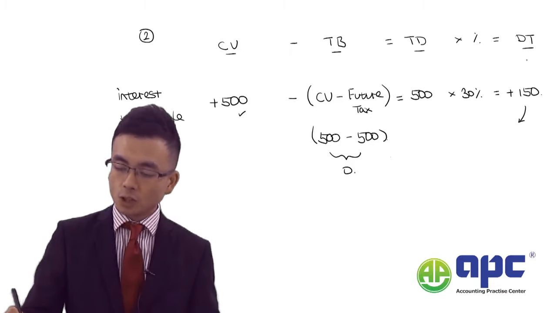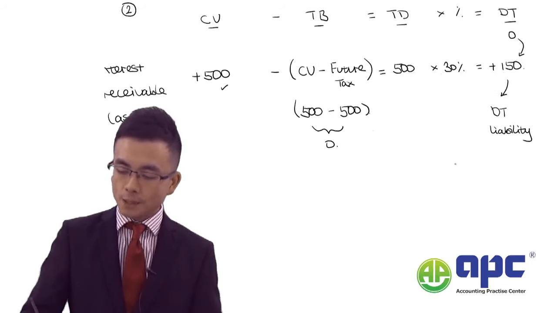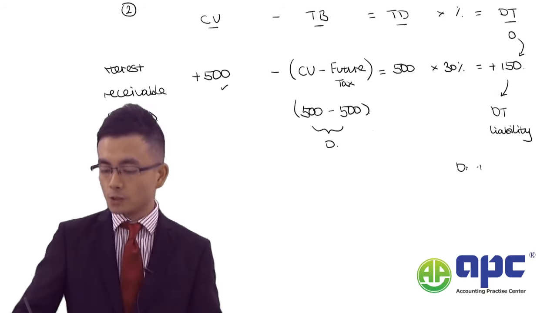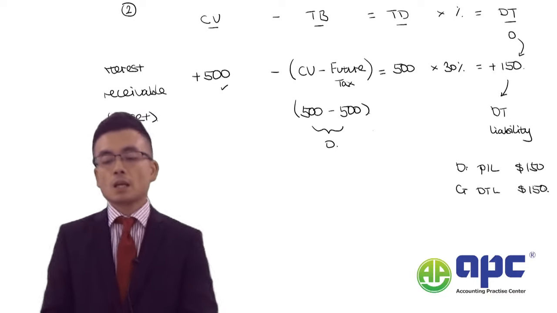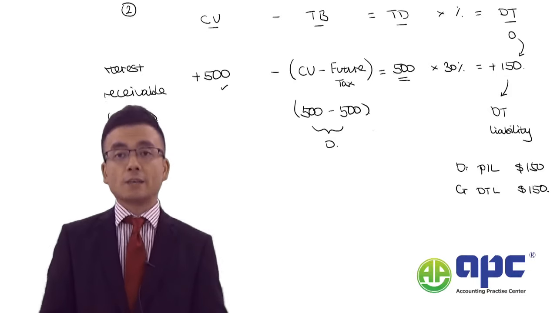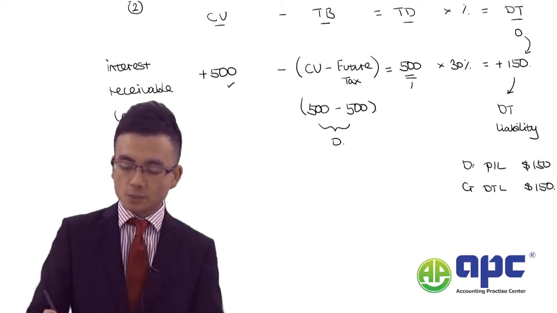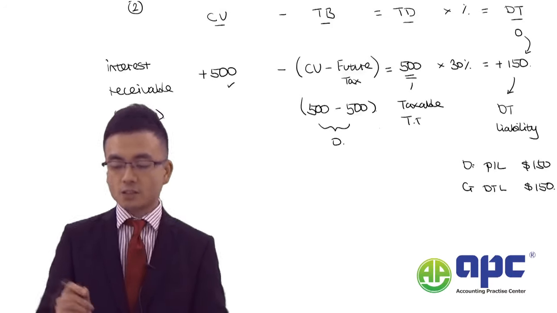So from zero changes to 150, deferred tax liability, so the journal entry will be to debit the income tax expense or debit P&L worth 150, and we credit the deferred tax liability or DTL by 150 here. And because the $500 temporary difference is positive again, in this case, it's the taxable temporary difference, or we can call it the taxable TD.